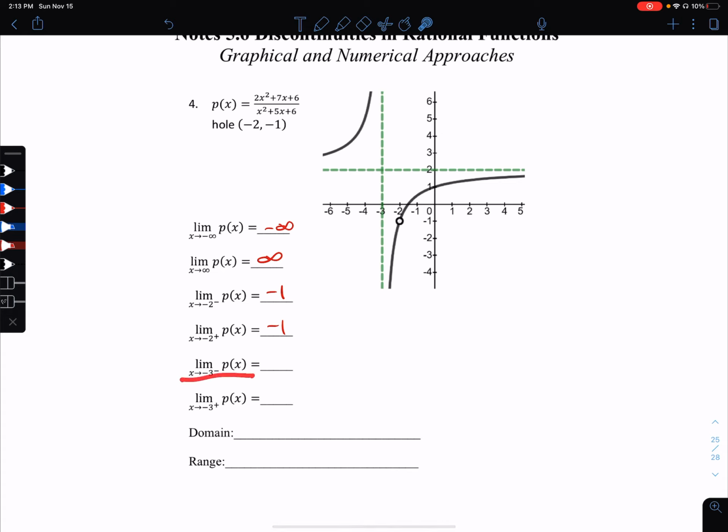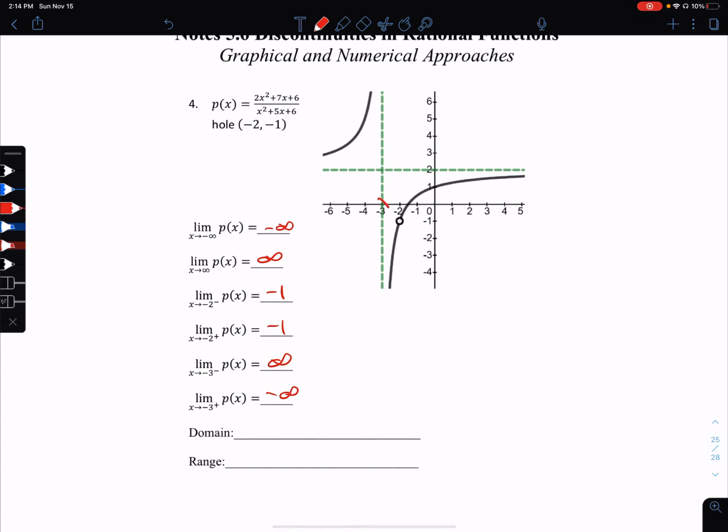What's the limit of p of x as x approaches negative 3 from the left? Here's negative 3. If you approach from the left, it's going up forever. It's approaching positive infinity. What's the limit of p of x as x approaches negative 3 from the right? We're approaching this vertical asymptote again. It's going down forever, so it's negative infinity.